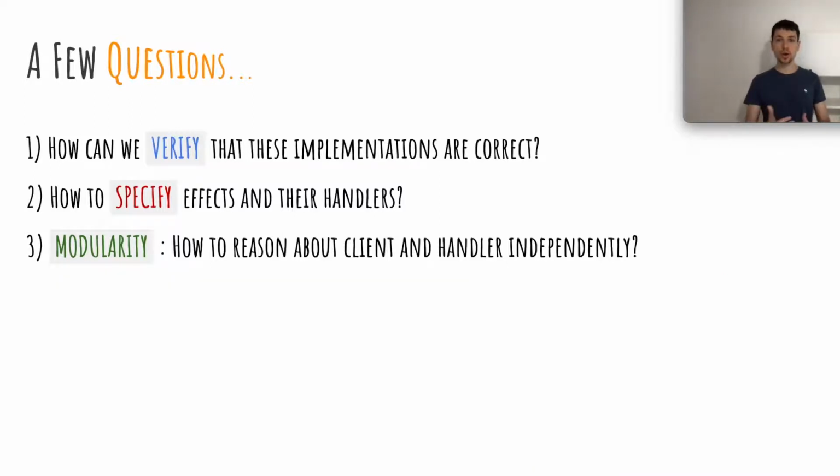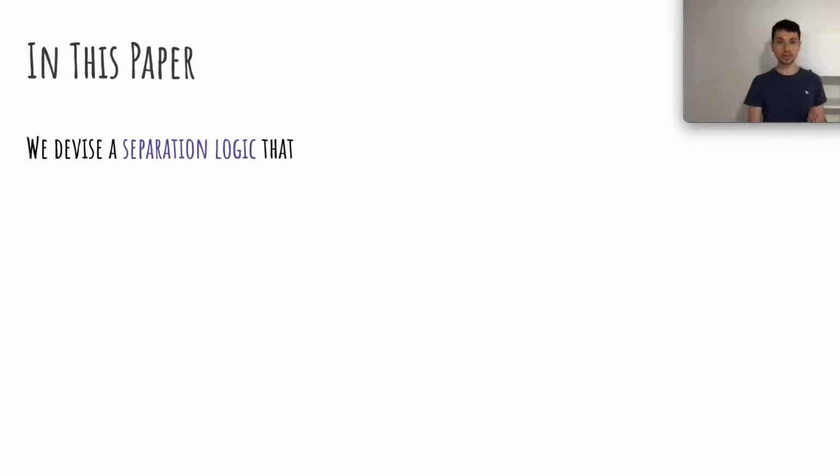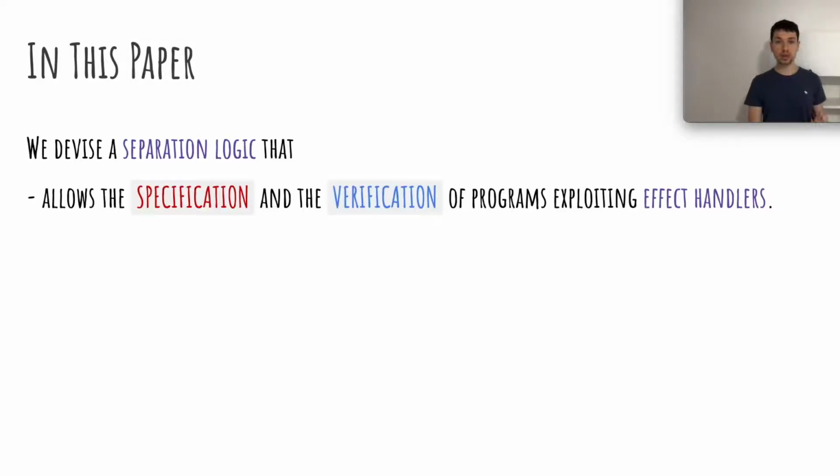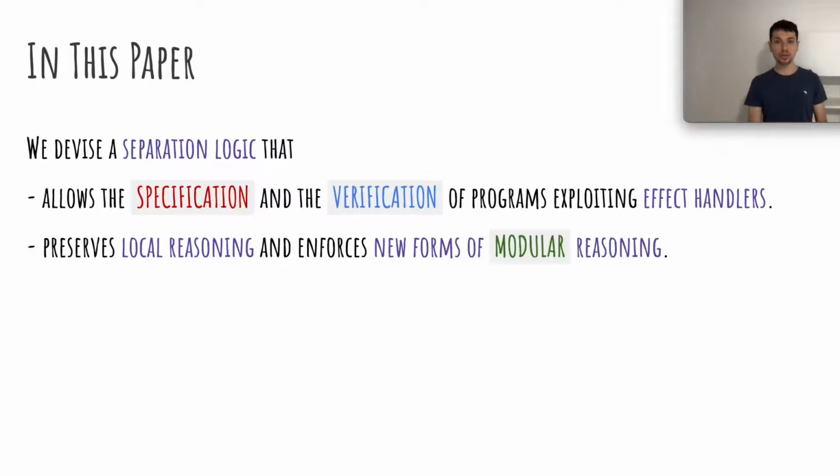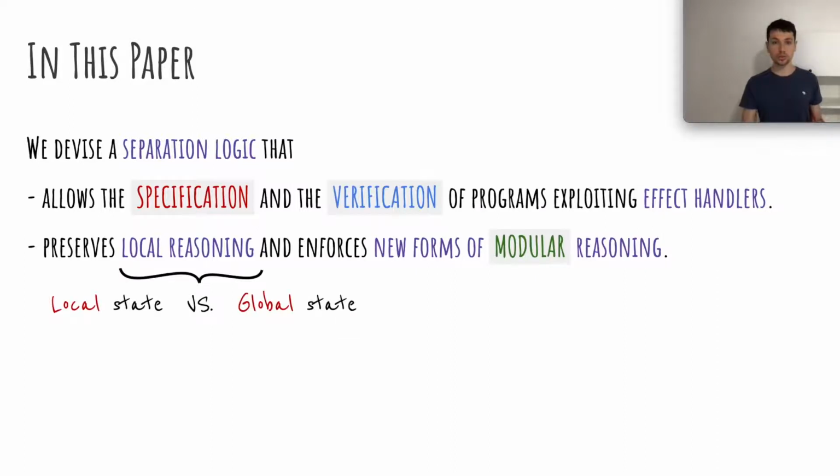In this work, we are going to answer these questions by devising a novel separation logic. A separation logic where we can both specify and verify programs exploiting effect handlers, and we can do it in a modular way. So we preserve local reasoning from standard separation logic. That means in a verification task, we don't need to reason about the global state. We only need to reason about the resources a program uses. And we can reason about client and handler in isolation.